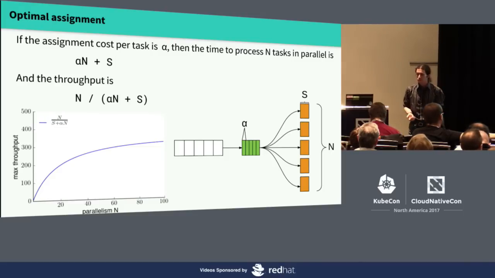As a graph, this looks like this. As we try to scale, our throughput scales sublinearly. We spend more and more of our time just assigning tasks to servers and less of our time actually working on the tasks. So this is rough.